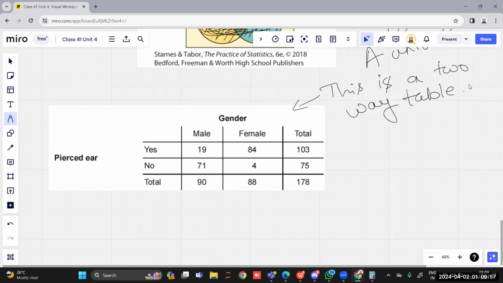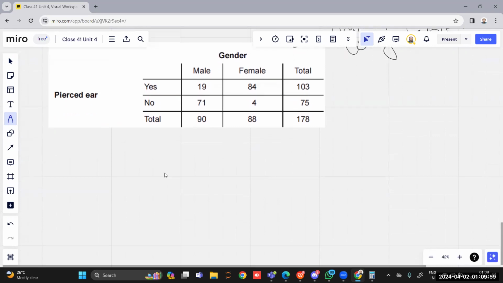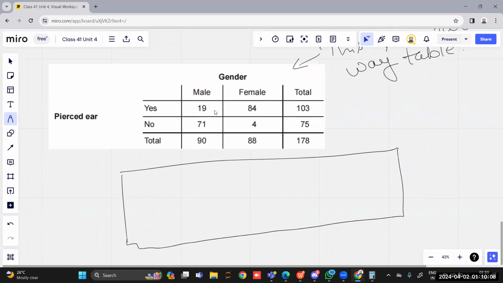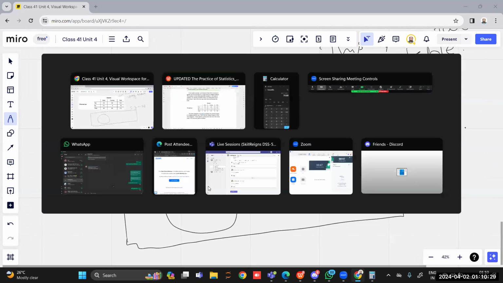Okay, that's the two-way table that we did before. The whole sample space is 178. Now we need to distribute them into two parts generally, for suppose based on gender. Let's see first how we have shown it.